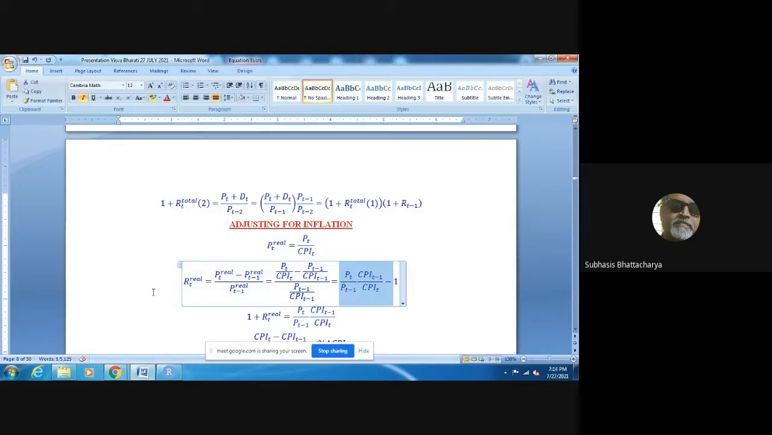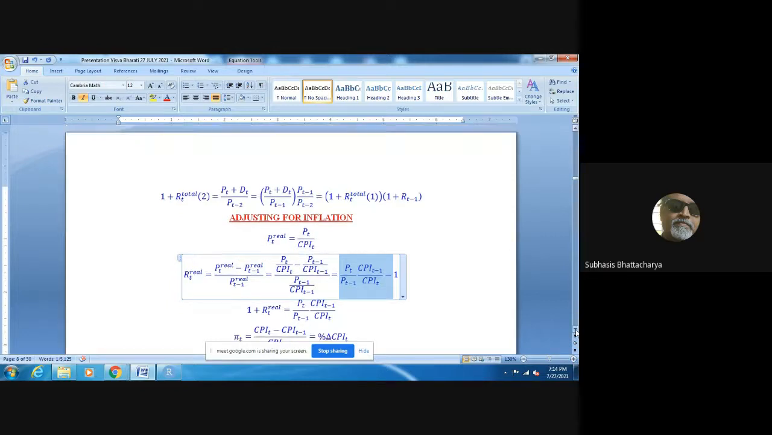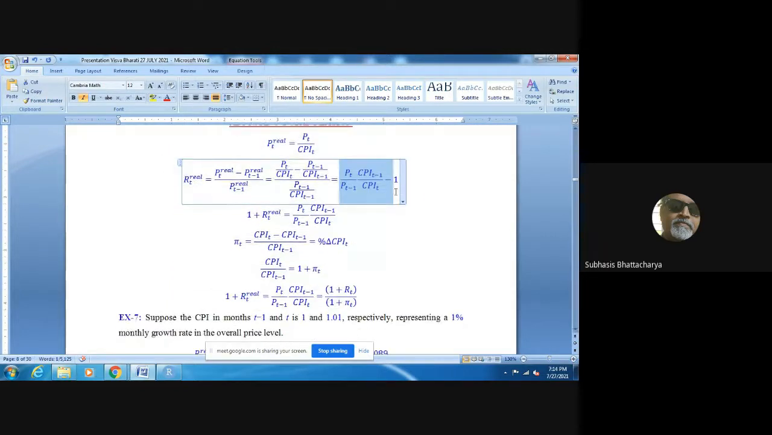So if I transform this, adjusting with the inflation rate, this relation becomes this. And look here, the inflation is estimated by the CPI between t and t minus 1. Just making the division, CPIt by CPIt minus 1, we get 1 plus pi t. And so look at this relation.